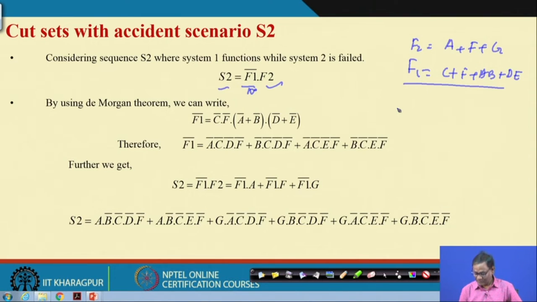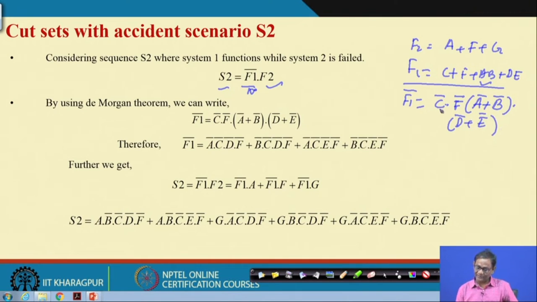If you use the De Morgan principle, what will F1 bar be? F1 bar will be C bar intersection F bar, then intersection union of A bar plus B bar into, that is again intersection, D bar plus E bar. So, when we write the success of system 1, C will be C bar, F will be F bar, A bar, B bar, D bar, E bar, like this, but union will become intersection and intersection will become union. That is what is written here.